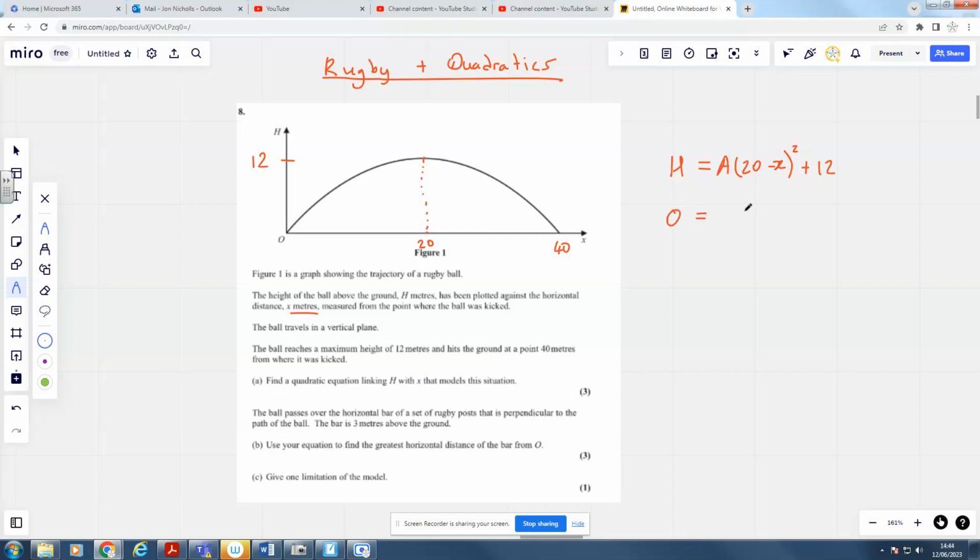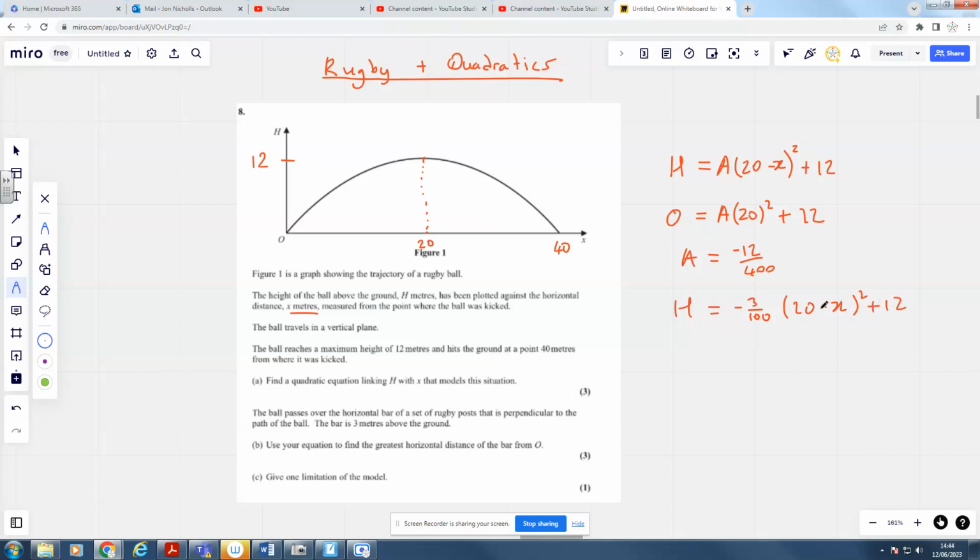You can just write 0 equals a times 20 minus 0, which is 20 squared, plus 12. And so that's going to be 400a plus 12 equals 0. So in other words, a is going to be minus 12 over 400. So that's one way of getting the correct answer. That minus 12 over 400 is like minus 3 over 100, or minus 0.03. So h equals minus 0.03 times 20 minus x squared plus 12.